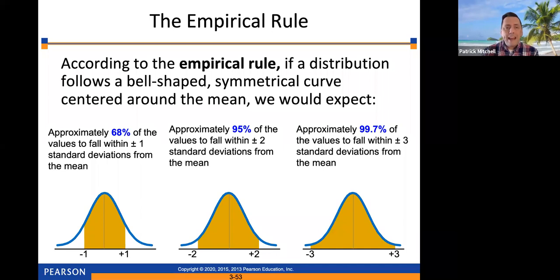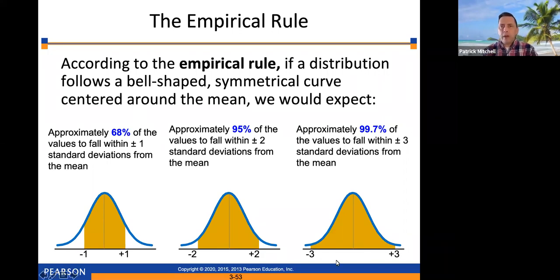So about 68% of the values within 1 standard deviation, you would expect to find about 95% of values to fall within 2 standard deviations of the mean. So z-scores between -2 and 2. And then finally, you would expect to find about 99.7% of values to fall within 3 standard deviations of the mean. Z-scores between -3 and 3.